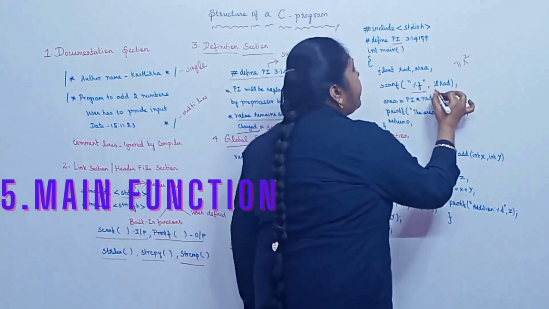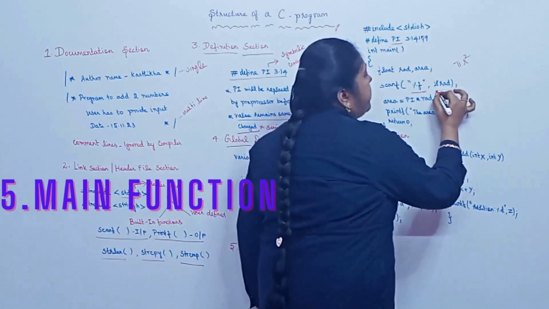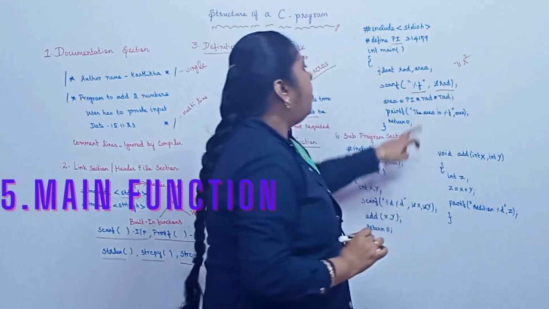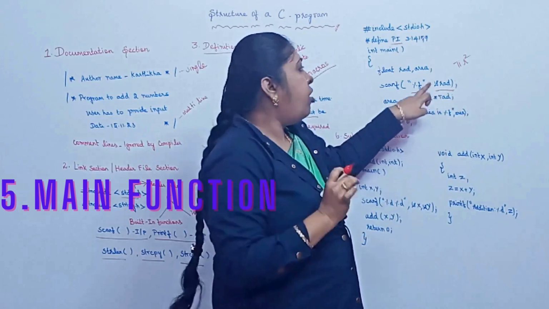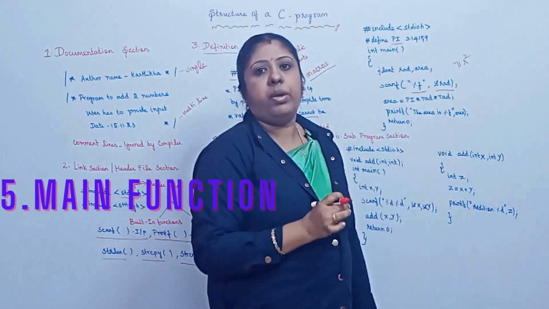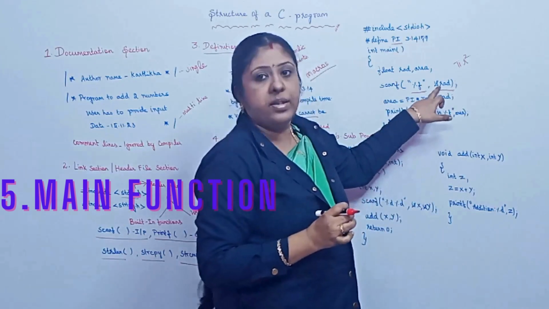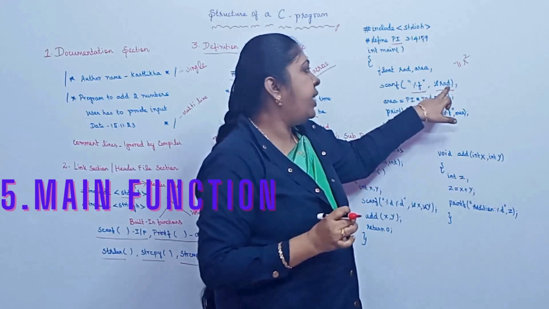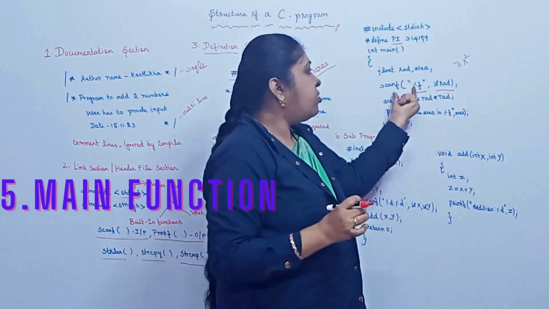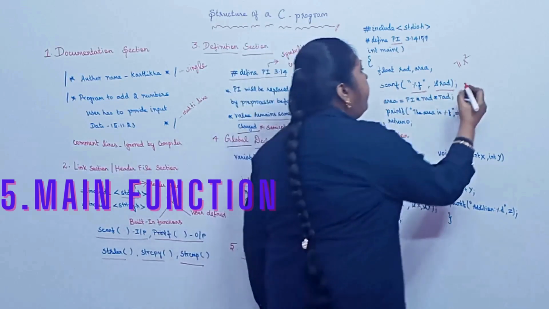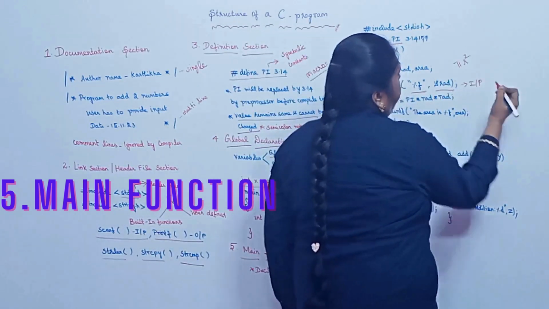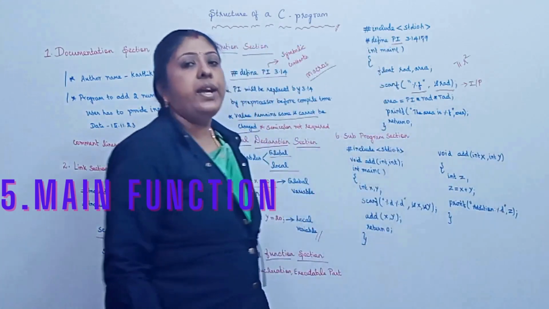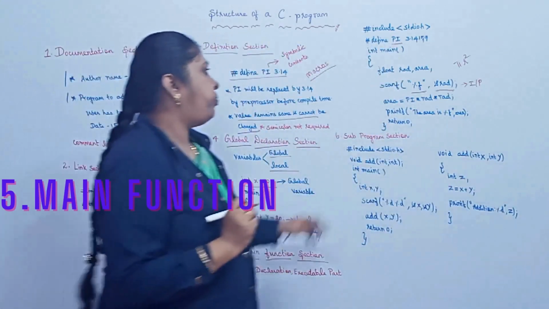And then scanf with ampersand rad. The ampersand is used to store the value of the variable in the memory. For that the symbol ampersand is used, ampersand rad, that is the radius. Using this statement we are getting the radius as input value for finding the output area.